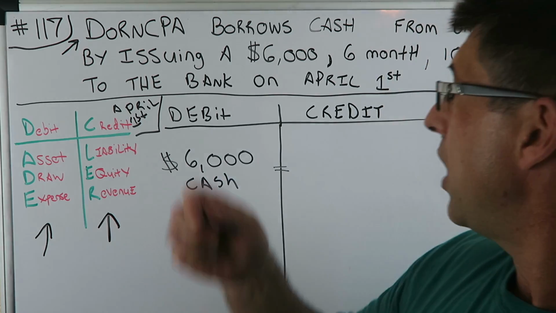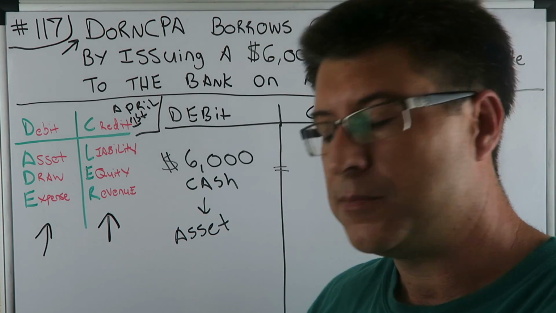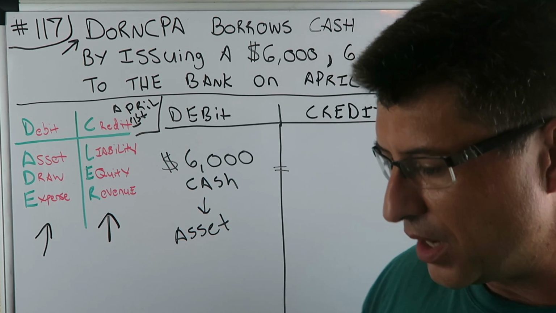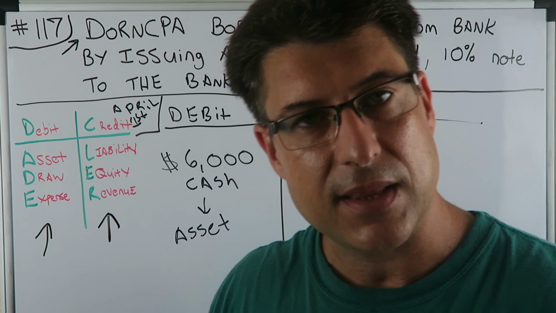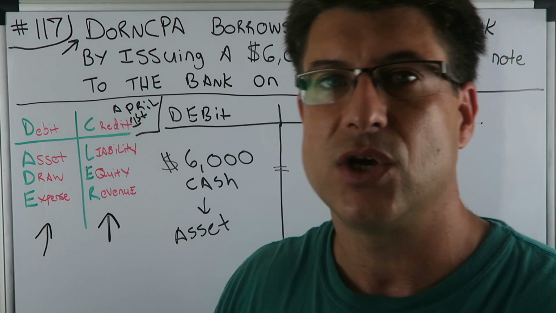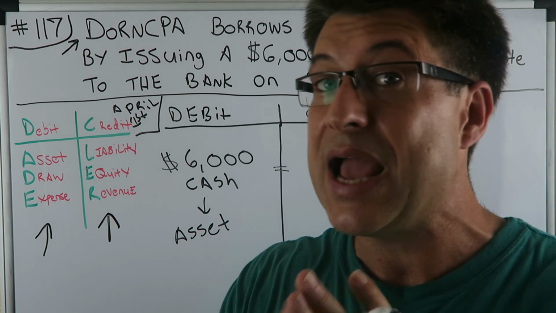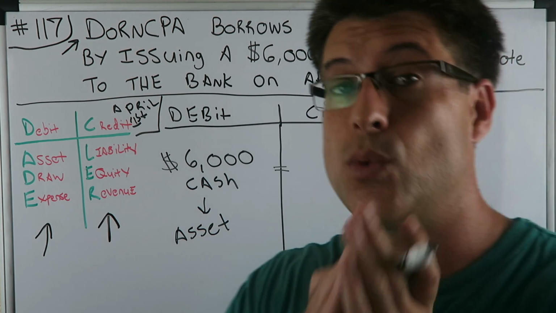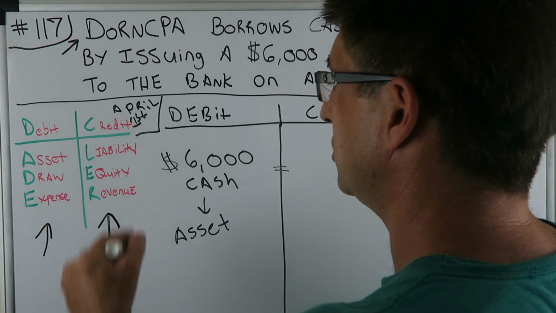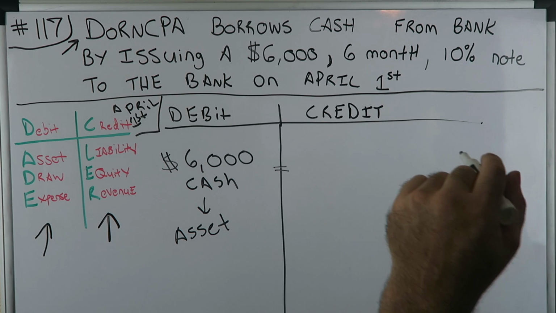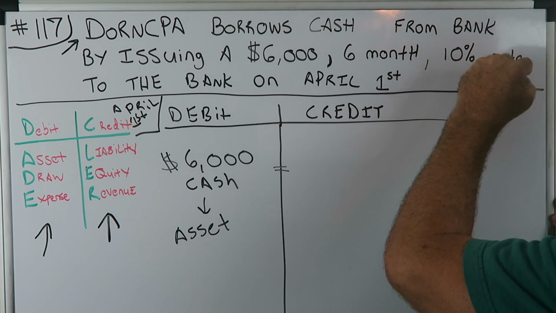So let's see, on a note. We have an interest paying note. But how did we get the money? We got the money by borrowing it from a bank. That borrowing means we're going to pay it back. So we got it, and we now owe the bank $6,000. We're liable to the bank for $6,000, so that would be a liability. A note. By issuing a note, we have a note.